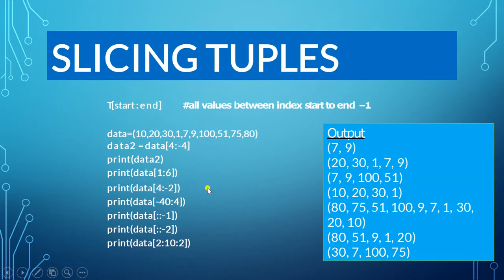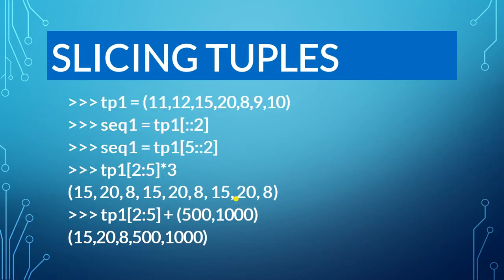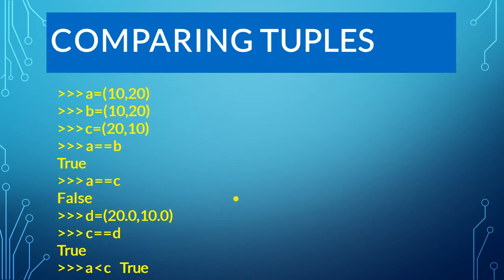Slicing means it will give the values from the start index to end minus 1. So this is the data, these are some of the operations and this is the result. You have to check it yourself. Again, this is a slicing tuple. You have to check it yourself. Now, comparing tuples: comparison uses the relational operators and gives you the result in Boolean form.